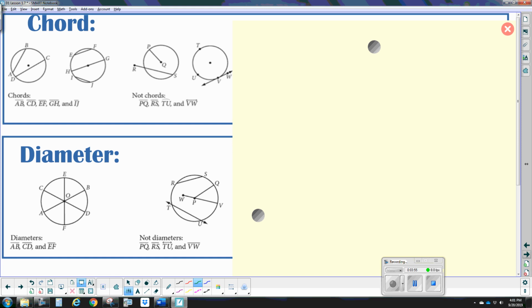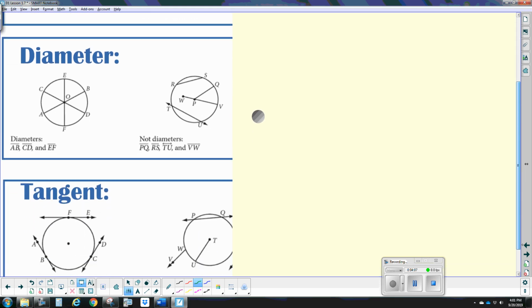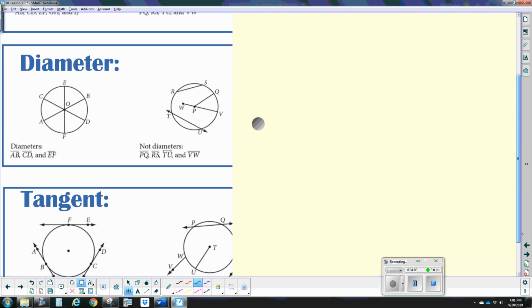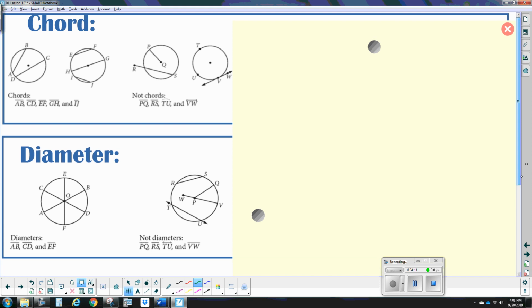So if you were in class, you got this note sheet and it had examples of chords and some examples of not chords. I want you to pause the video for a minute, and there are 3 terms: chord, diameter, and tangent. So pause the video and see if you can come up with your own definition of a chord and a diameter. You can pause the video while you work, and you can unpause for the solution.